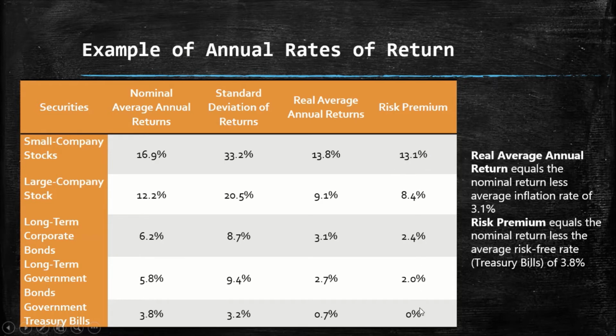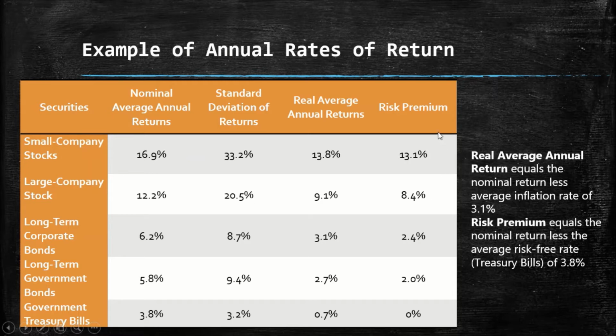And if you notice here, 0%, because 3.8% minus 3.8% is 0%, meaning you have no additional risk. That's why 0%, meaning you are 100% safe. No additional risk. While here, you have an additional risk of 13% if you choose to invest in a small company stock for a 16.9% return.